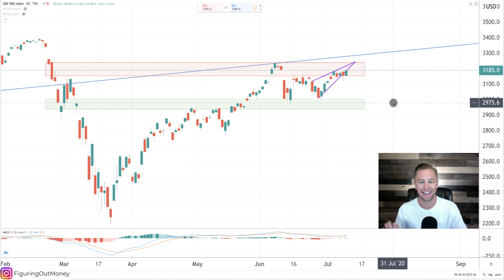We are looking at the SPX, which is the S&P 500 index. We're going to look at the daily time frame and the 30-minute time frame. We're going to look at support, resistance, and then follow up on the video that we talked about yesterday. Let's get into it.